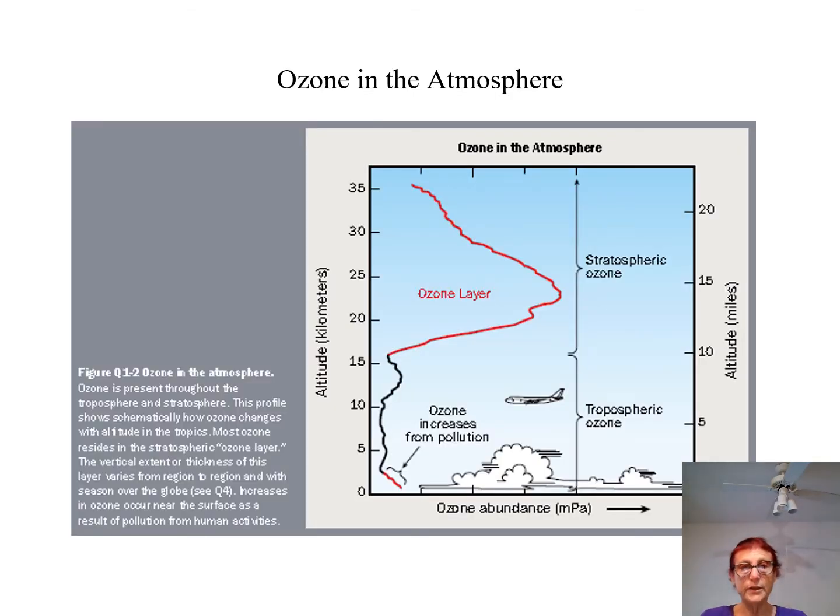So where do we find ozone in the atmosphere? As I mentioned earlier, it actually forms at about a height of 50 kilometers, but you can see that the thickest portion of that layer is found in the stratosphere at a height of about 23 kilometers. And that protective layer, again, is very important for us.